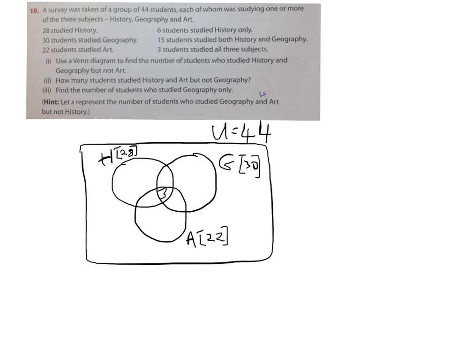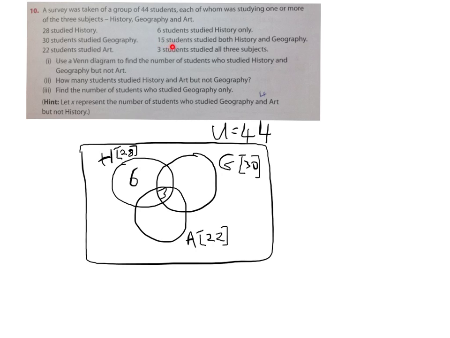The idea at this stage is to put in as much data as you can find into the diagram. So I'm going to go on to these guys now. 6 students studied history only. So history only would be this section here. In other words, they didn't study either geography or art, so it couldn't possibly be in this area. It's only in this area. So we put 6 in here.